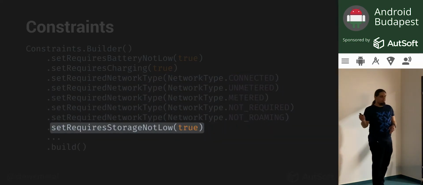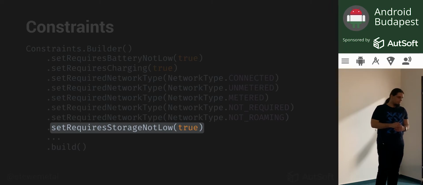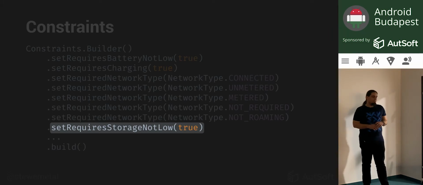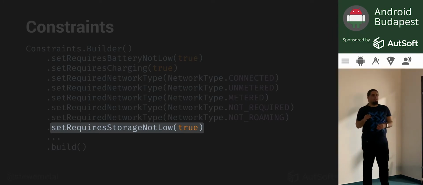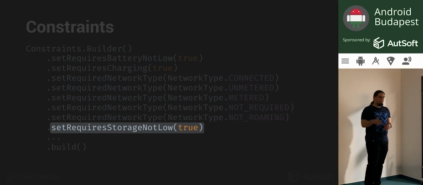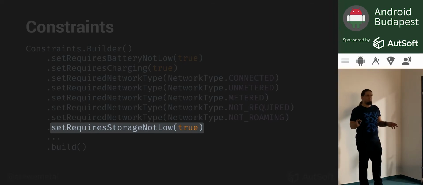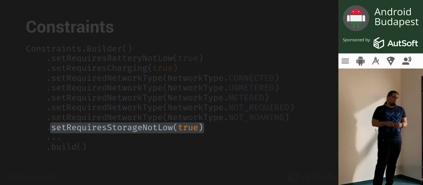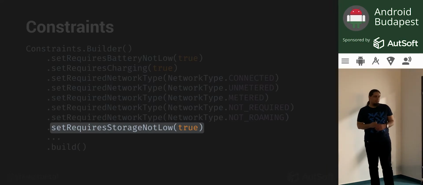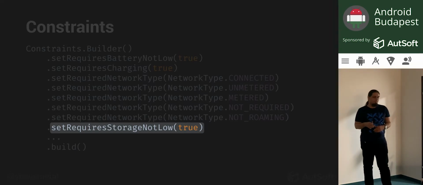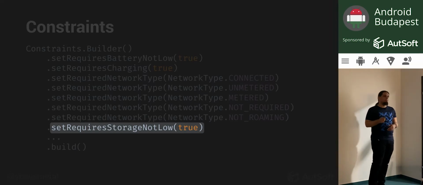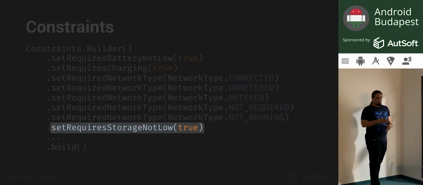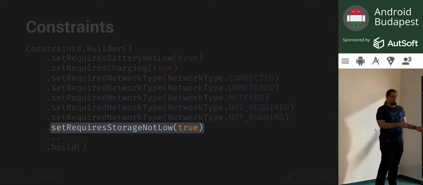Also, there is the setRequiresStorageNotLow constraint. This is kind of a shaky thing, because this becomes true when the device reports with a notification. Maybe some of you have already met this with a low-end device or something in the past. The device actively sends you a non-dismissible notification about the background storage being low on space. This constraint is based on that mechanism.